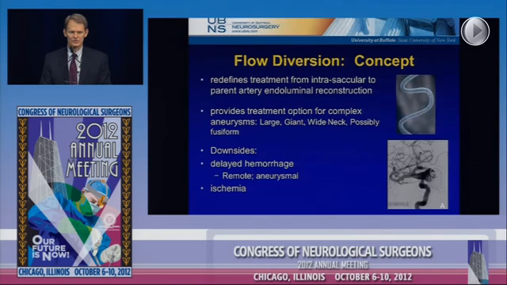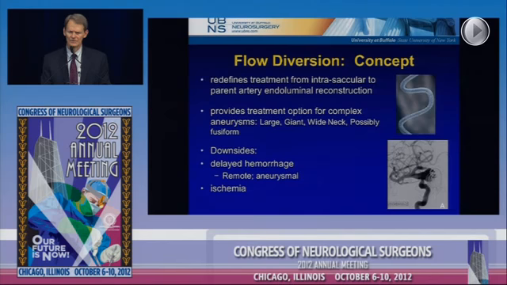So the flow diversion concept does redefine the treatment from an intrasaccular one, where we fill the aneurysm with coils, to an parent artery endoluminal reconstruction. In other words, rebuild the artery from the inside. So it provides a treatment option for some really complex aneurysms with very wide necks where we just don't have the right technology currently, and potentially for fusiform aneurysms. All that has been an unmixed blessing, and I'll tell you about that.